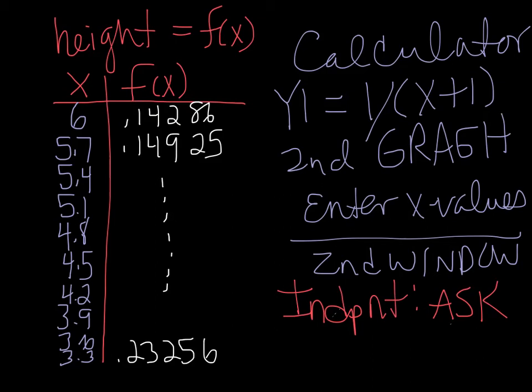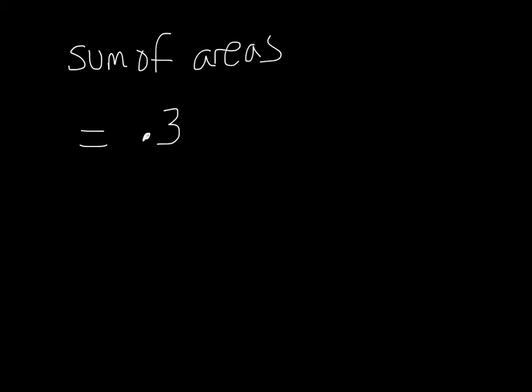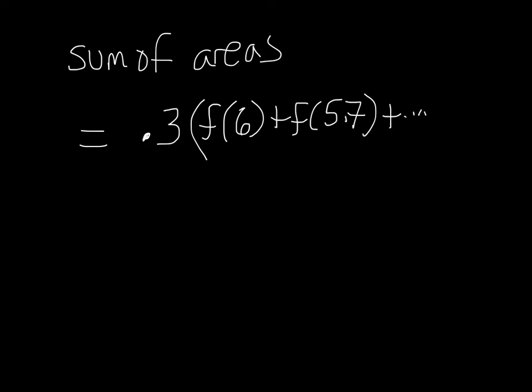So your next step is to take all of those. The sum of the areas is equal to the width. Since the width is the same for all of them, we can just put 0.3 on the outside. And then f of 6 plus f of 5.7 plus dot, dot, dot, plus f of 3.3. So let's see what we get when we add those all together.